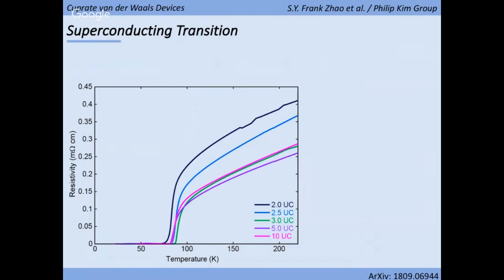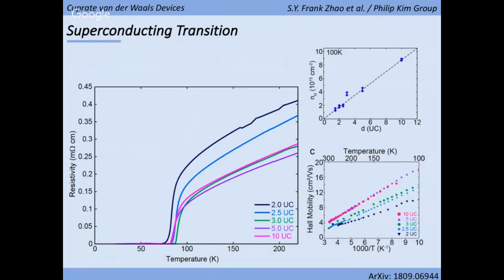Now, once you get to 2.5 and 2 unit cells, the degradation in the interface starts to kick in, and you have slightly decreased mobility in these samples. Also, if you notice, the 3 unit cell sample has a slightly higher transition temperature. And if you measure the normal state Hall effect far above the superconducting transition temperature, you'll see that it's a little bit more doped than the others as well. So everything checks out. Fine.